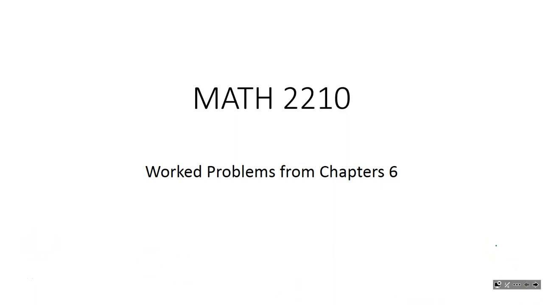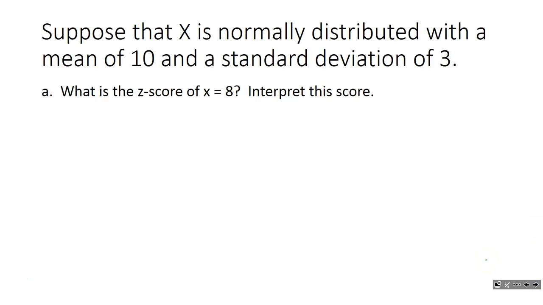Welcome to Math 2210, where we'll be working some problems from Chapter 6, which has to do with the normal distribution. First question. Suppose that x is normally distributed with a mean of 10 and a standard deviation of 3. What is the z-score of x equals 8, and interpret this score?